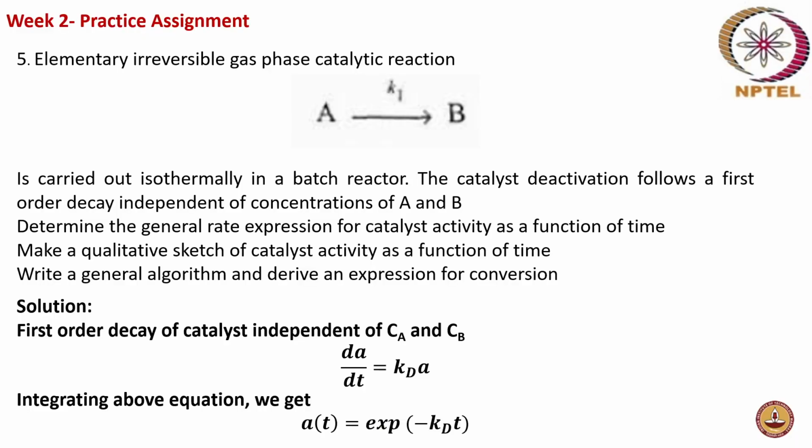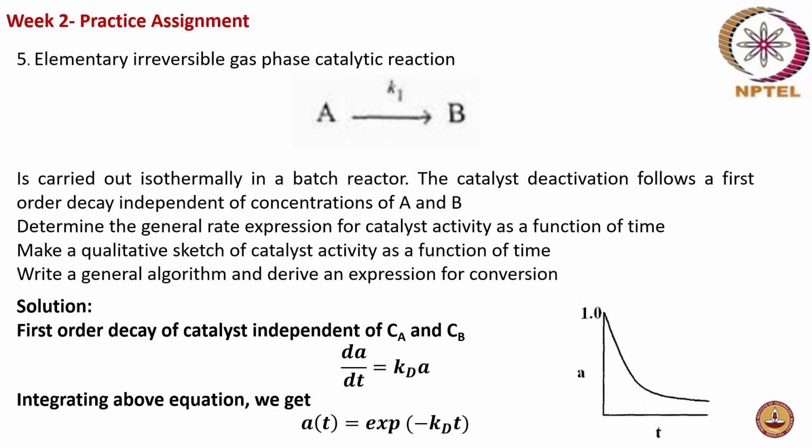So your exponential decay is nothing but, initially your activity will be 1. A fresh catalyst activity will be 1. So it is having an exponential decay with time. So this is how the curve looks, the exponential decay curve, right? Okay, ma'am.